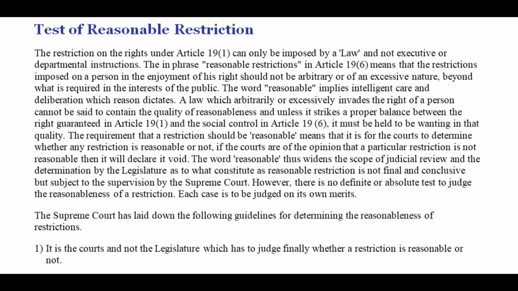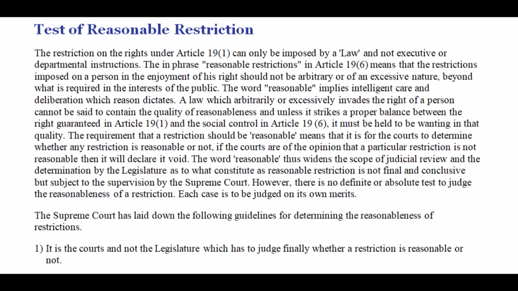The word reasonable implies intelligent care and deliberation which reason dictates. A law which arbitrarily or excessively invades the right of a person cannot be said to contain the quality of reasonableness, and unless it strikes a proper balance between the right guaranteed in Article 19(1) and the social control in Article 19(6), it must be held to be wanting in that quality.